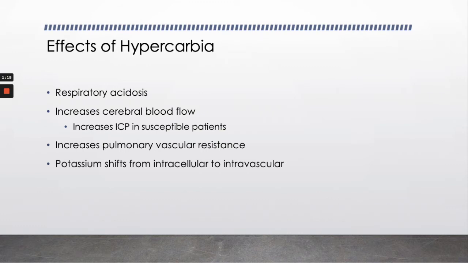So the effects of hypercarbia: we see respiratory acidosis. It also increases cerebral blood flow, which thus increases ICP in certain patients. And we see an increase in pulmonary vascular resistance, and we also see potassium shifts from intracellular to intravascular.